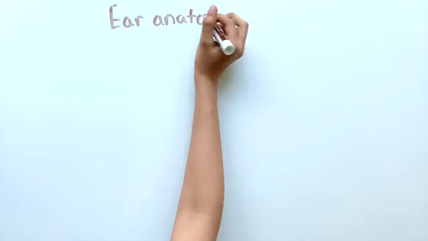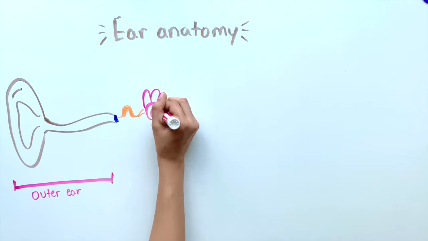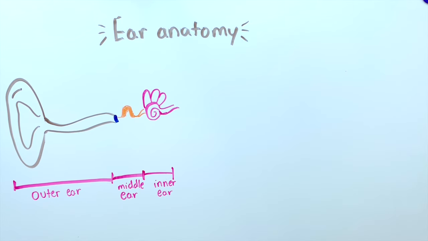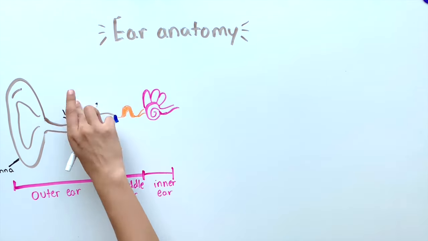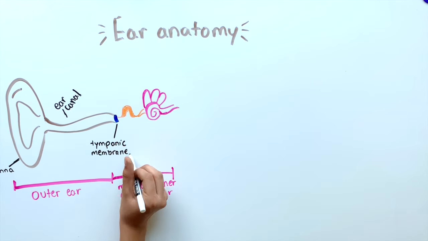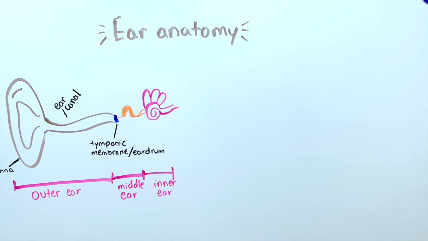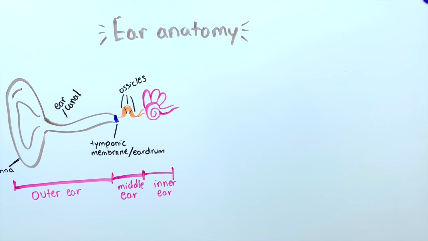Now we must understand the structure of the ear. The ear is split into three parts: the outer ear, the middle ear, and the inner ear. The pinna is on the outside of the ear and it collects sound. The entrance to the inside of the ear is the ear canal, which ends at the tympanic membrane, also known as the eardrum. Sound waves vibrate the eardrum, which is connected to a sequence of bones called ossicles.